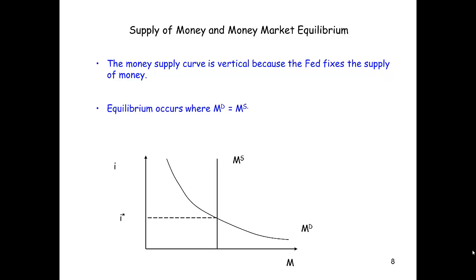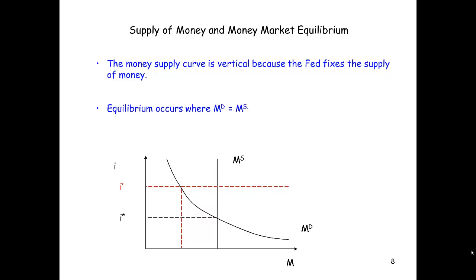Now, how do we get to that equilibrium? Well, suppose the interest rate started at a higher level, say i prime. Notice that at i prime, if we draw a line to where the money demand curve is, the amount of money demand is less than the amount of money supply at that high interest rate. At this high interest rate, people would prefer to hold more bonds. So the demand for bonds is quite high, and the demand for money is below the money supply.